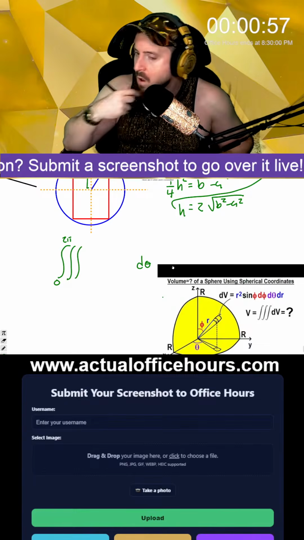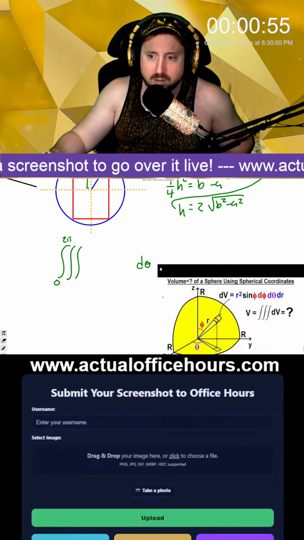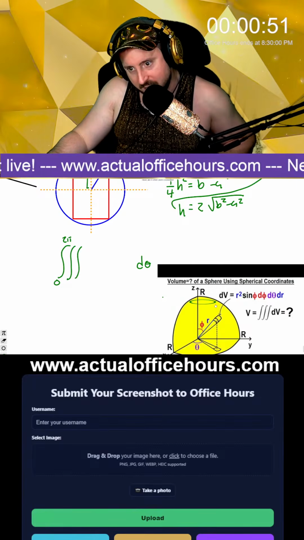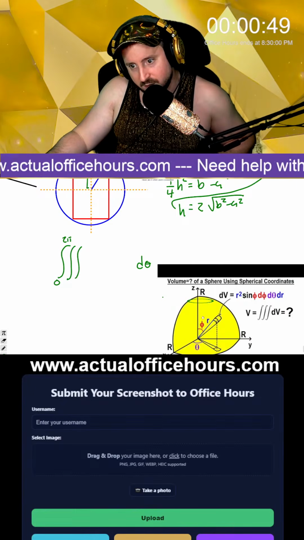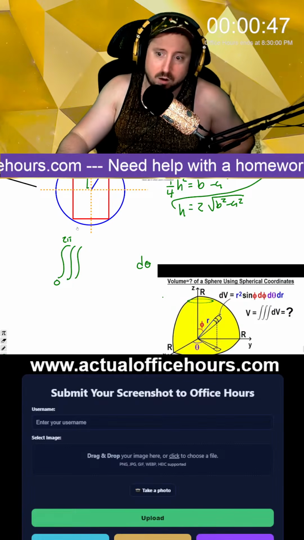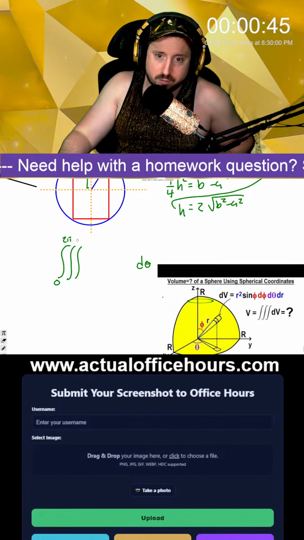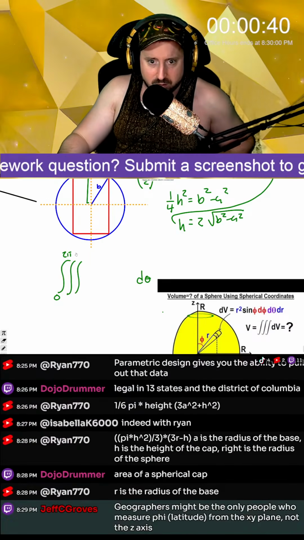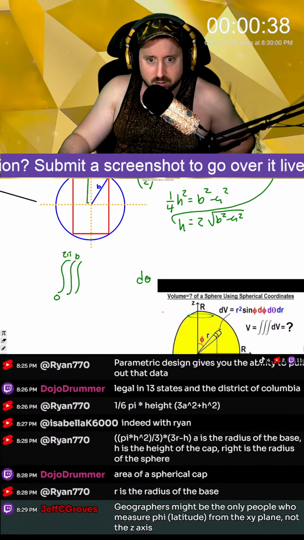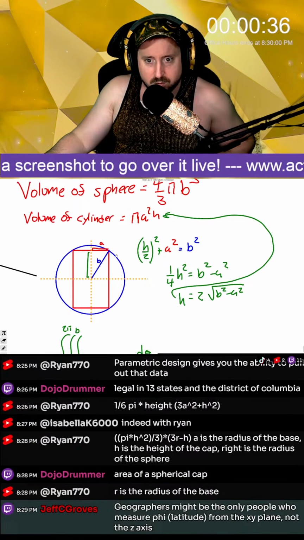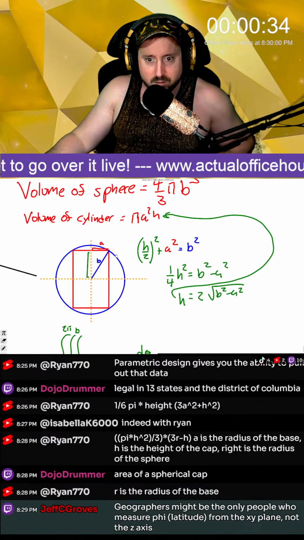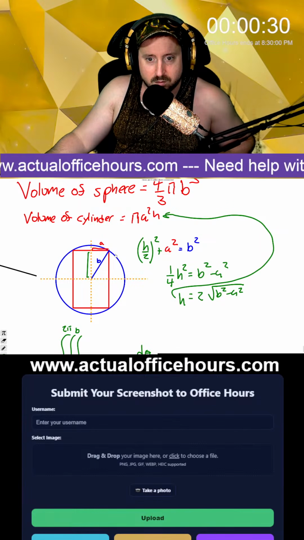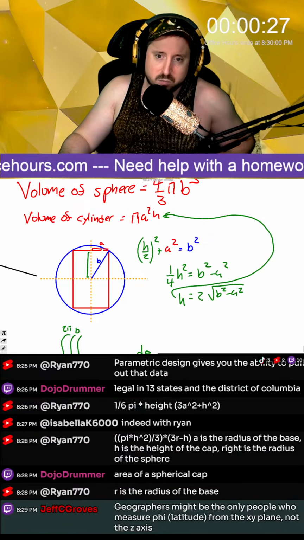Okay. Let me see. D theta. But then if you're taking this, and then we're definitely going up to R, right? I know I'm going up to R, which is equal to B. But then it's like A to B.